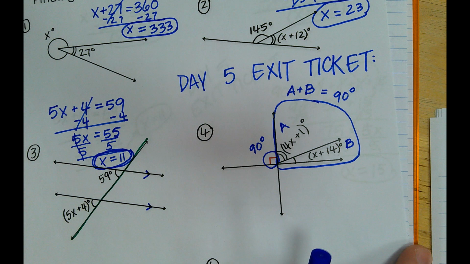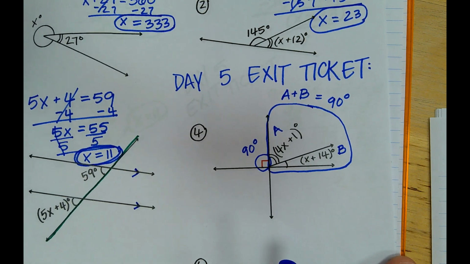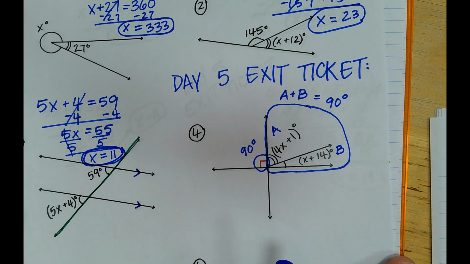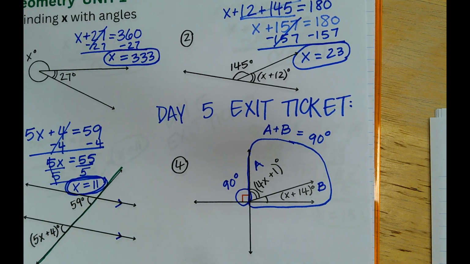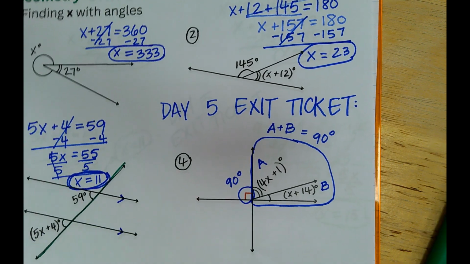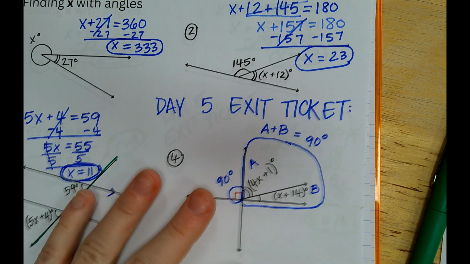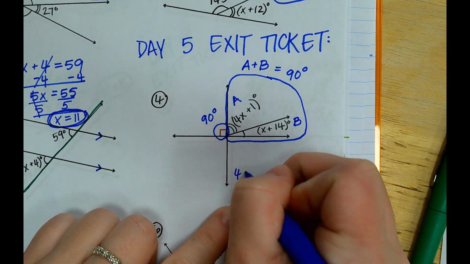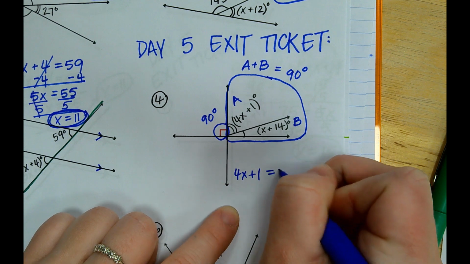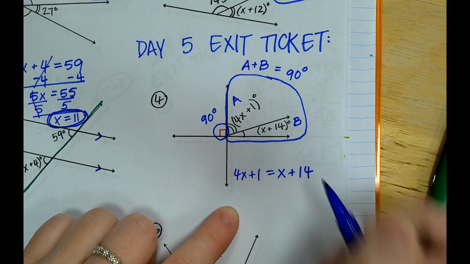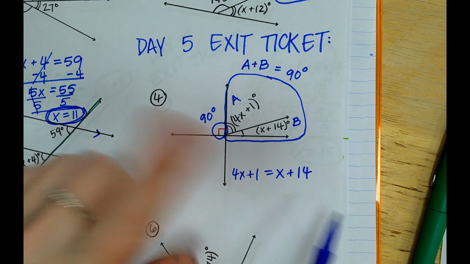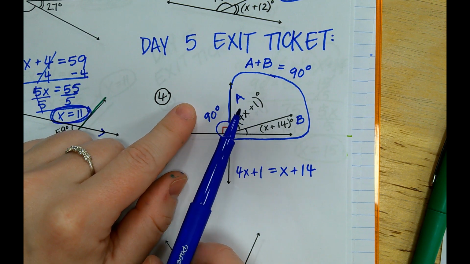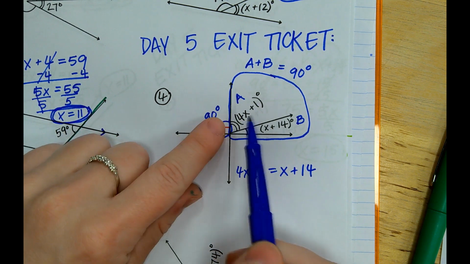That's what I did, but I got 4x equals x plus 13. I don't know what to do after that. Let's see. Can you tell me what you wrote for your original equation? I did 4x plus 1 equals x plus 14. And then I took the 1 out. Ooh, but let me stop you real quick. Are these angles equal to each other? No, they're not equal to each other.